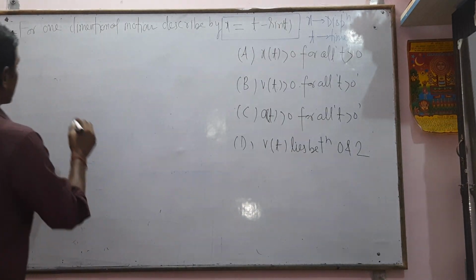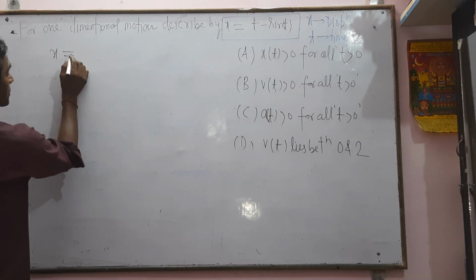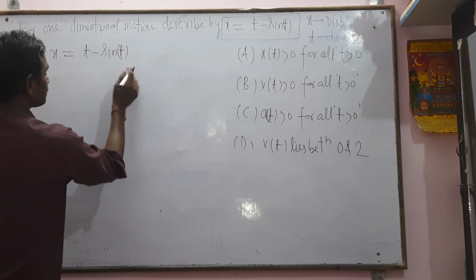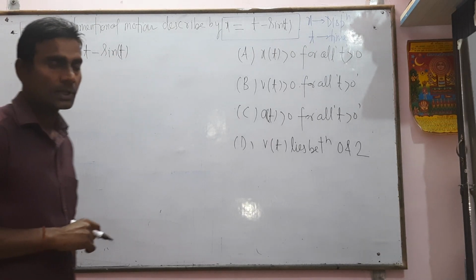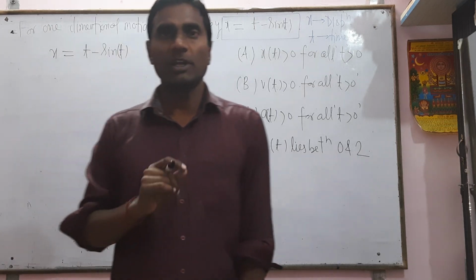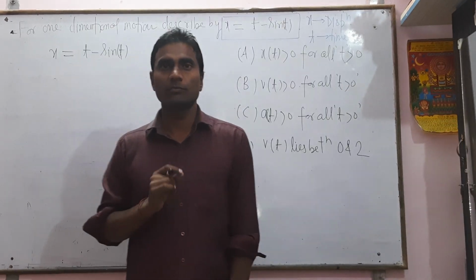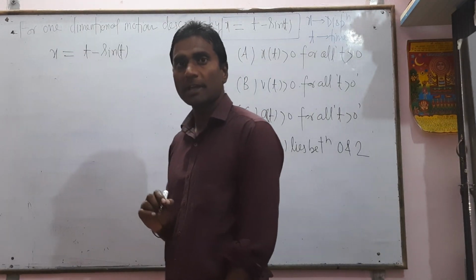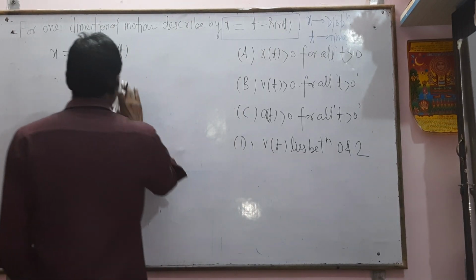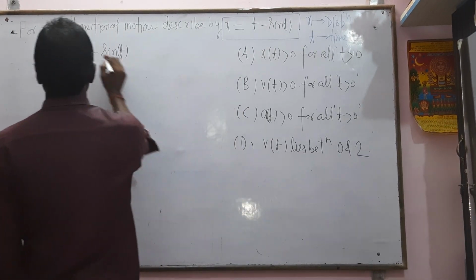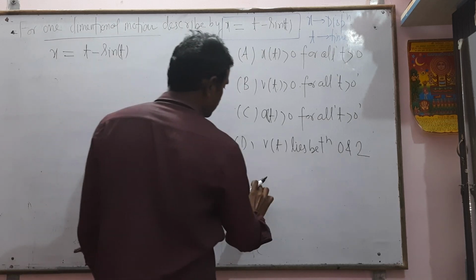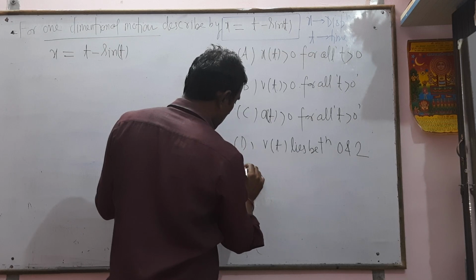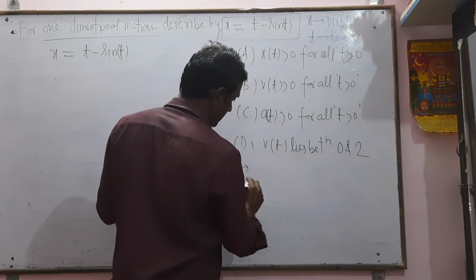The question says x is the displacement, x equals t minus sine of t. We need the information on velocity, acceleration and displacement. For one dimensional motion, we need the r vector, where r is the displacement vector.